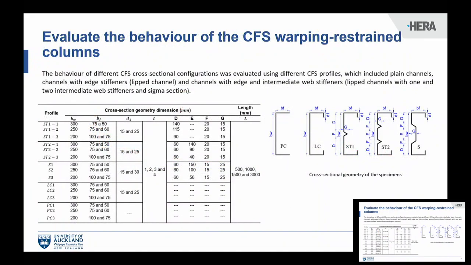And lastly, we have the effects of the warping restraint. The effects of the warping restraint were investigated based on the cross-sectional shape, and over 900 cross-sections were tested for this one. And you can see plain channel, lip channel, which we call edge-stiffened channels, and also other channels which include sigma channel and lip channels with intermediate web stiffeners, and other different parameters that were considered in this investigation.